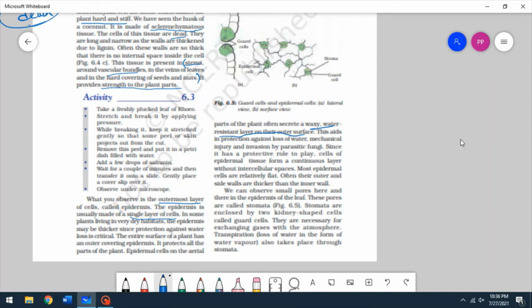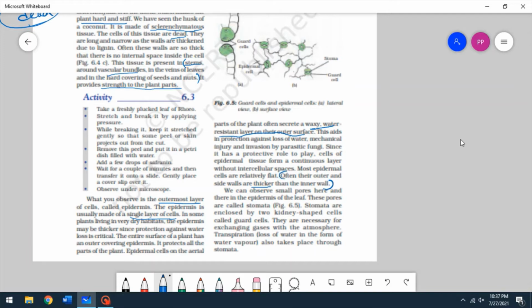There's only a thin layer of our skin. The rest of it is covered by muscle, bone, and blood, and all of that. Similarly, the epidermis of plants is very thin, and so they're relatively flat. Often their outer and side walls are thicker than their inner wall. This is a point that is beneficial to keep in mind.